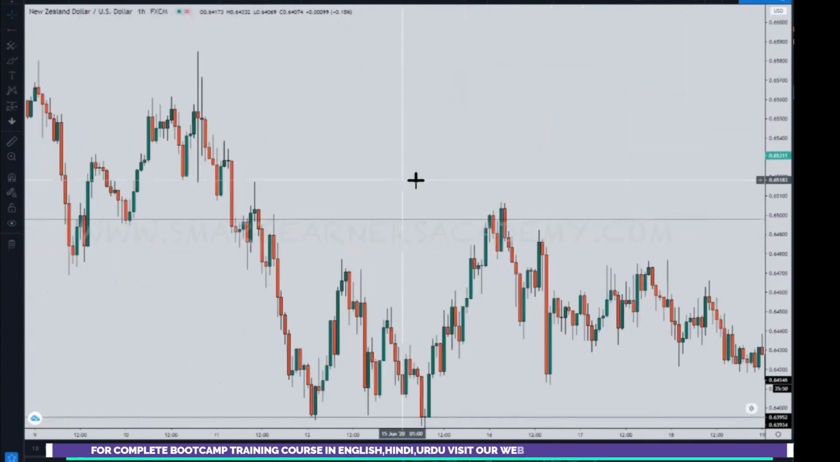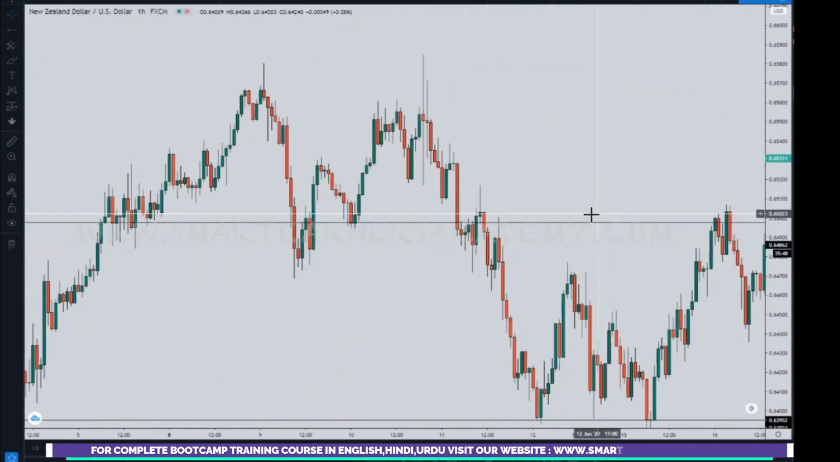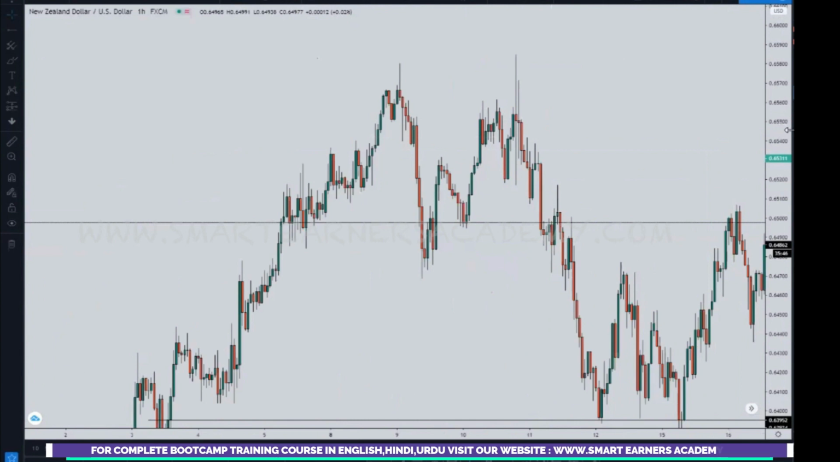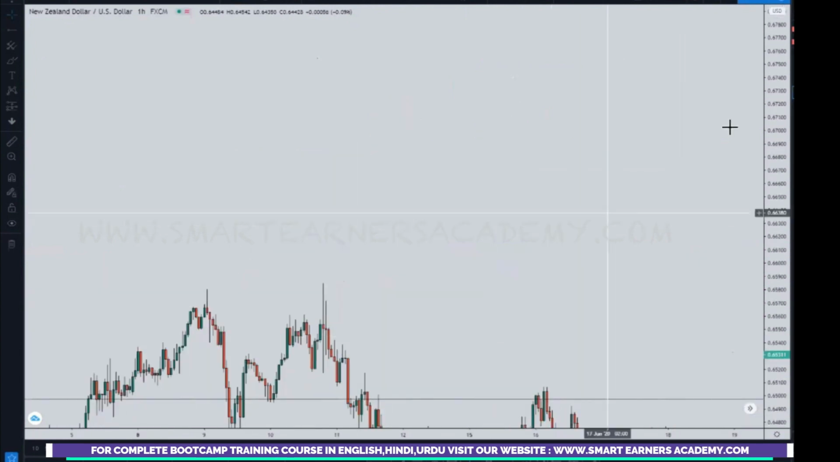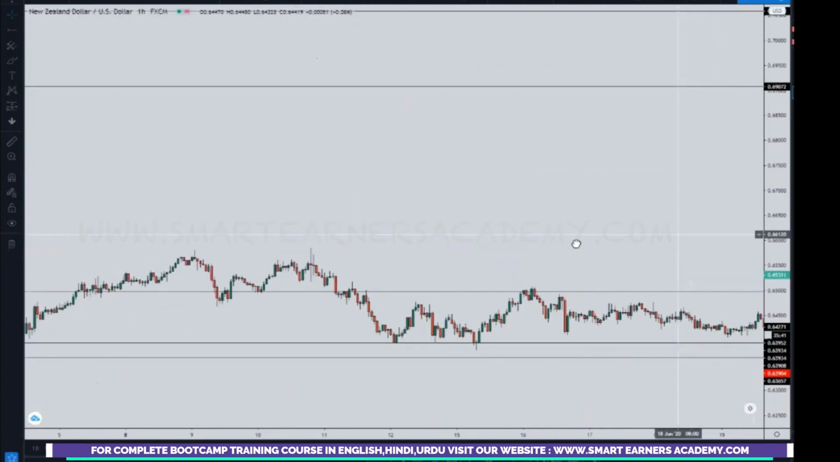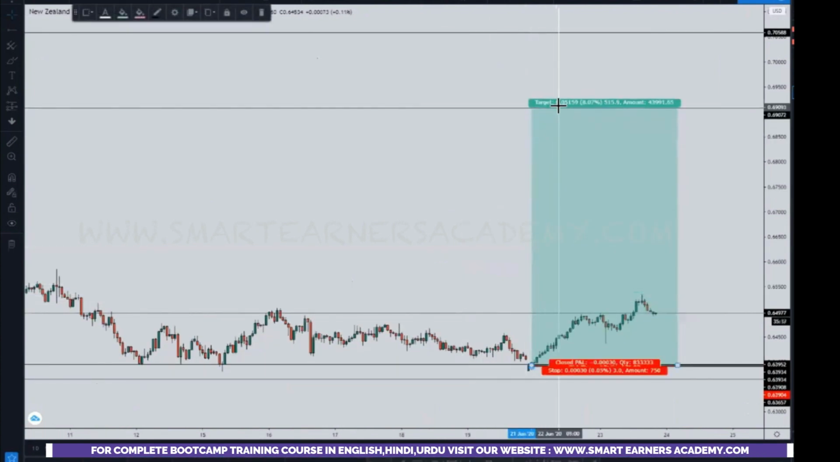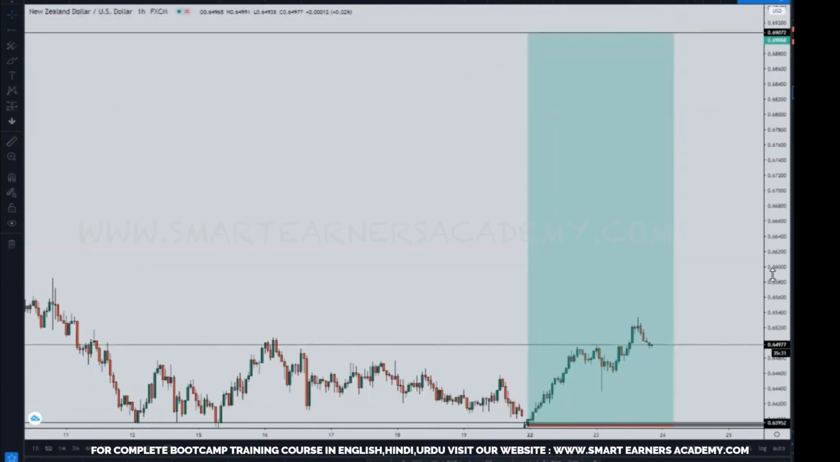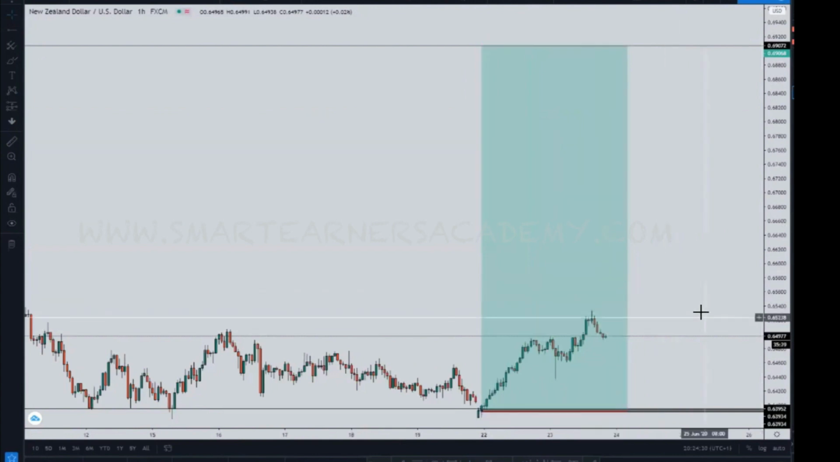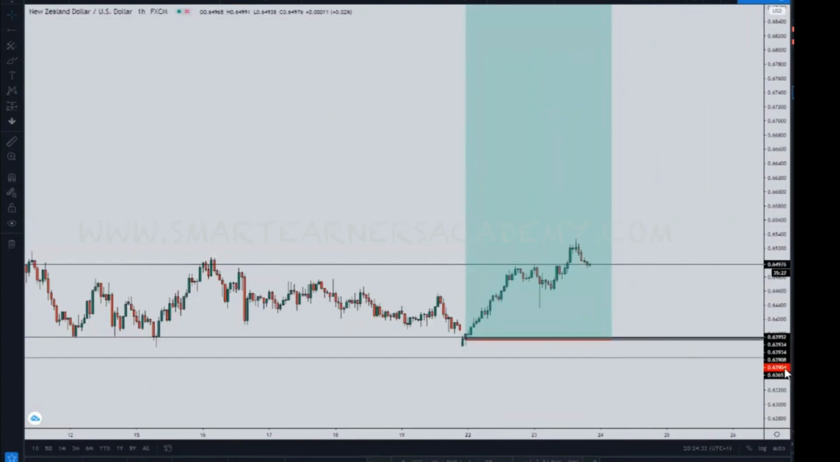So there's a way to take partials, and there's a way to ride your way up. You probably are not so sure, or you still do not trust your analysis. That's why you might take profit too early or close too early, when you know that this could be your risk for reward potential.